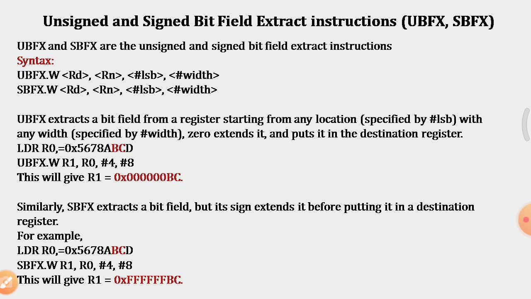So this is unsigned bit field extraction, a byte field extraction. Similarly, SBFX extracts a bit field, but it sign extends it before putting it in the destination register. The only difference between UBFX and SBFX is sign extension. In UBFX, 0 is going to be extended. In SBFX, whichever the sign, if it is 1, 1 is going to be extended. If it is 0, 0 is going to be extended. It depends upon the sign of the number.